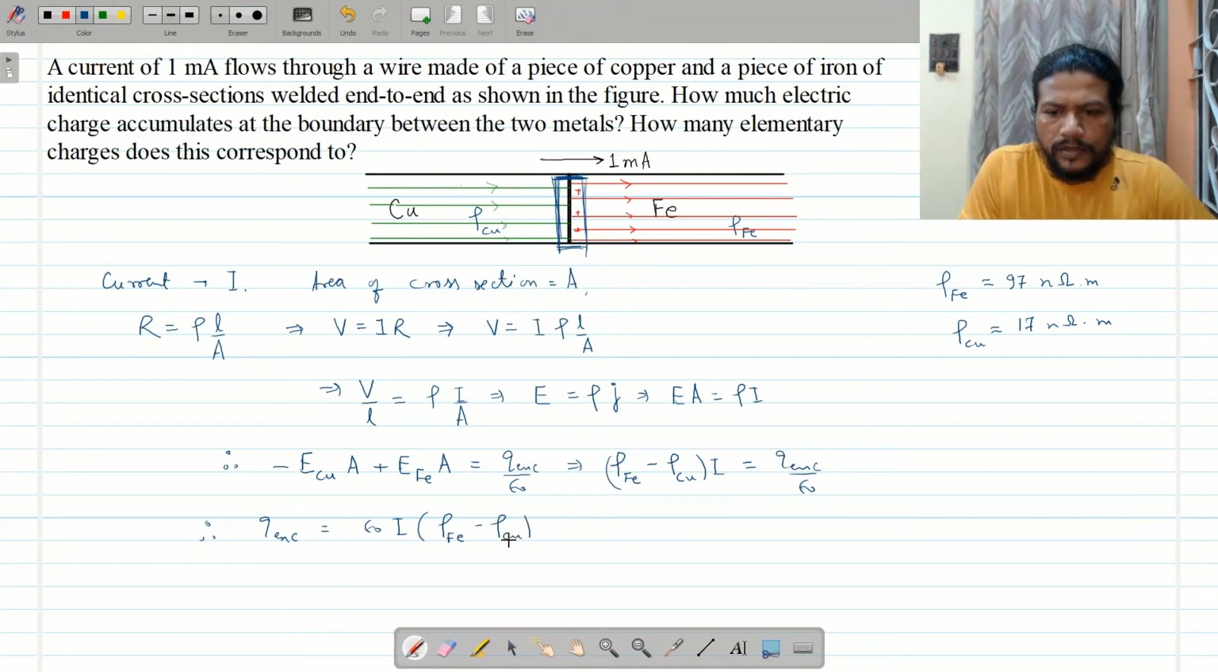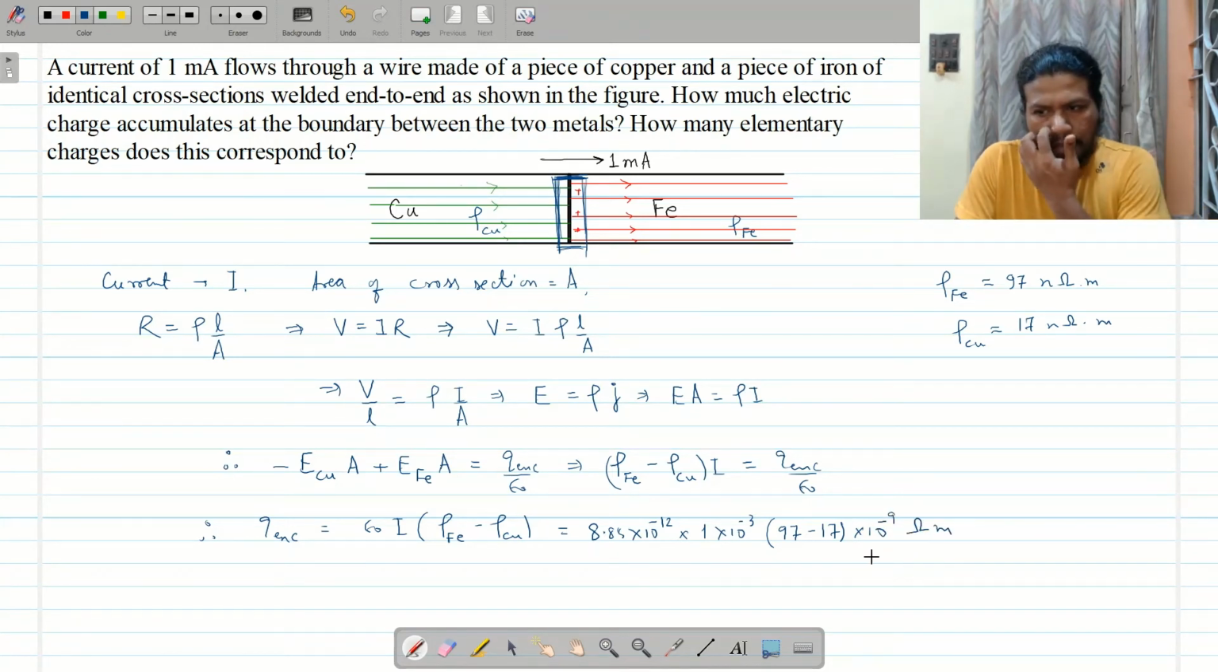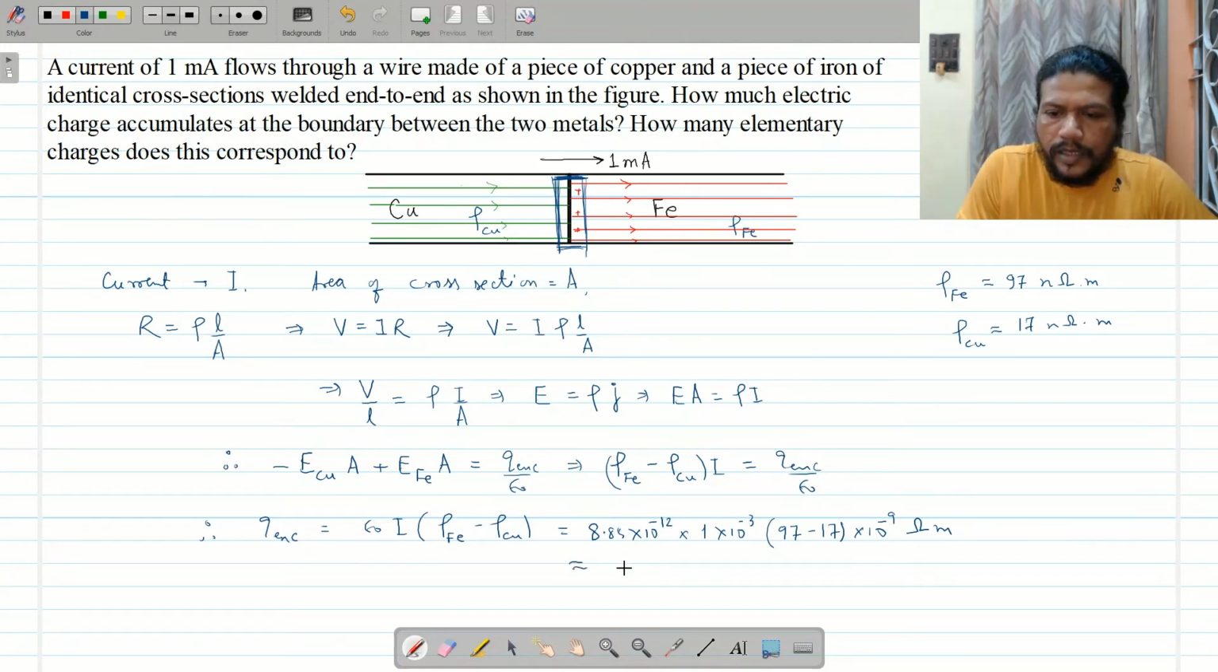minus that of copper. Now if you plug in the numbers, epsilon naught is around 8.85 times 10 to the power minus 12 in SI units, farad per meter. The current is given to be 1 milliampere, so 10 to the power minus 3 amperes. Resistivity we have been given as 97 minus 17 nano ohm meter, so that will be 10 to the power minus 9 ohm meter. The calculation gives Q enclosed as approximately 7 times 10 to the power minus 22 coulombs, which we can verify quickly.